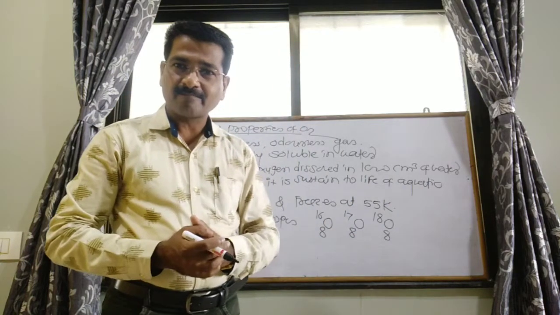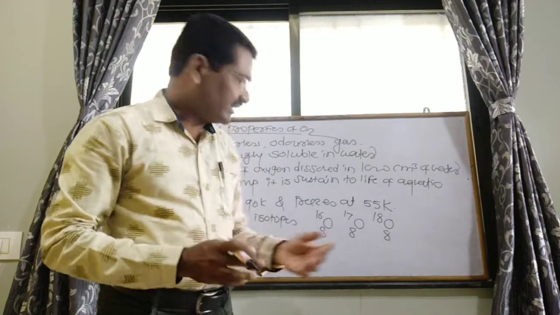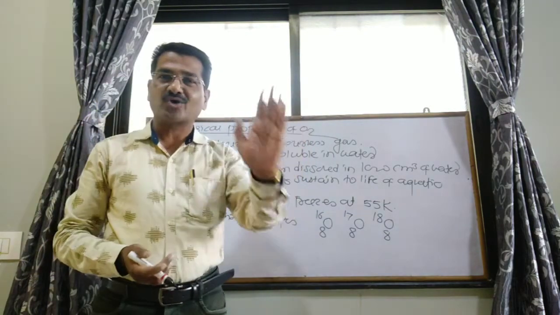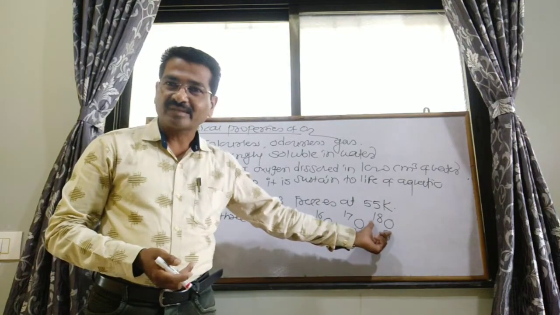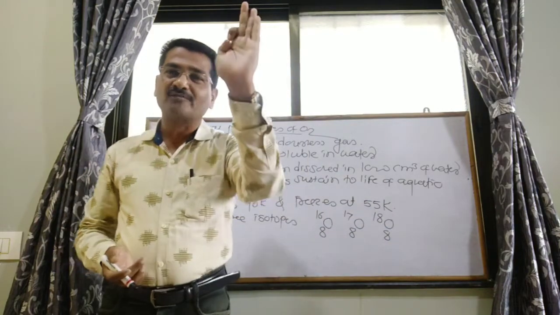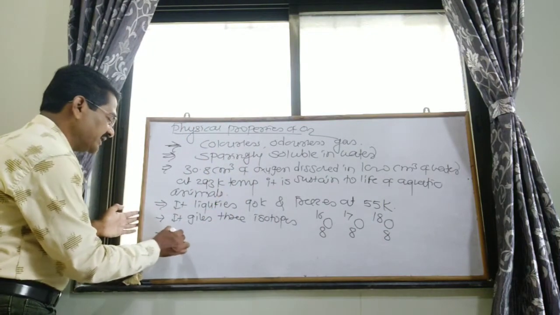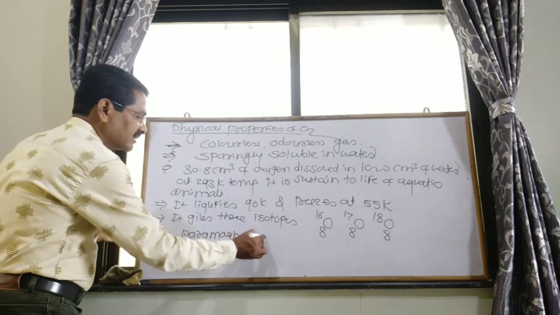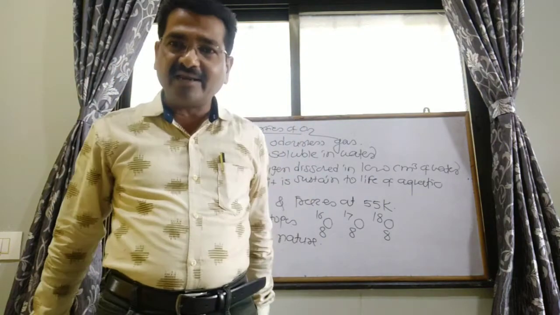What are isotopes? Atoms of the same element having the same atomic number but different mass numbers are called isotopes. All these atoms have the same atomic number 8, but the mass numbers are different: 16, 17, 18. So these are the isotopes of oxygen. Oxygen has three isotopes. Last physical property: it is paramagnetic in nature.